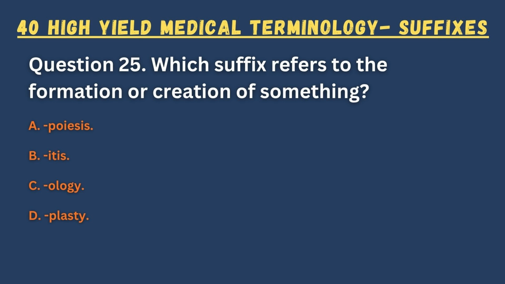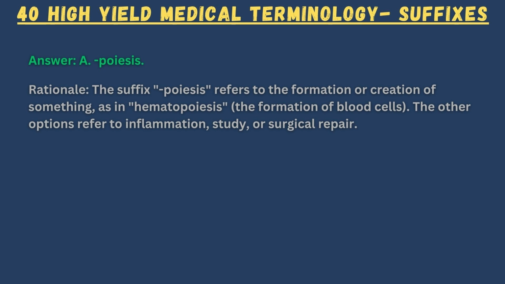Question 25. Which suffix refers to the formation or creation of something? A. -poiesis. B. -itis. C. -ology. D. -plasty. Answer: A, -poiesis. Rationale: the suffix -poiesis refers to the formation or creation of something, as in hematopoiesis, the formation of blood cells. The other options refer to inflammation, study, or surgical repair.